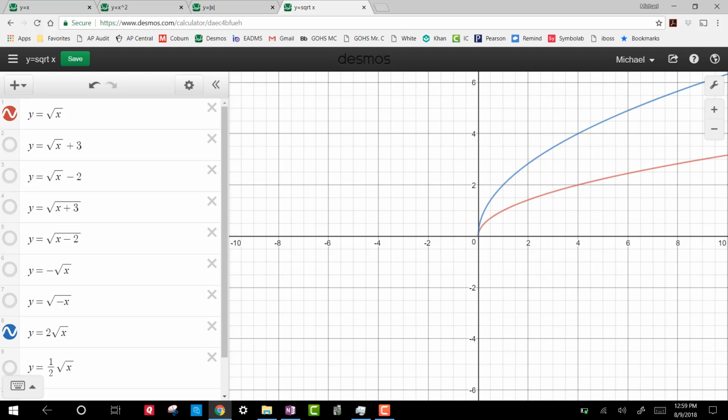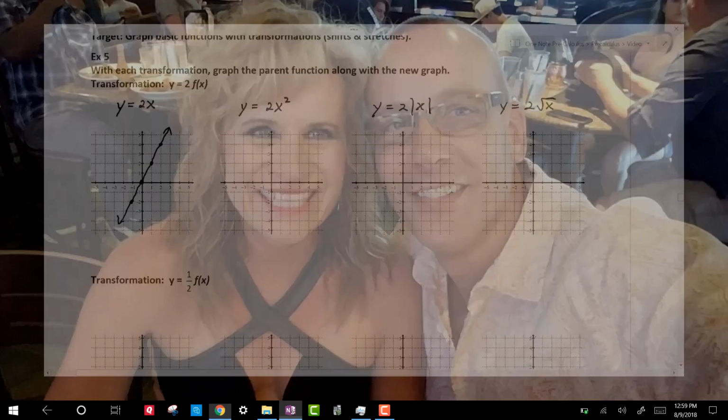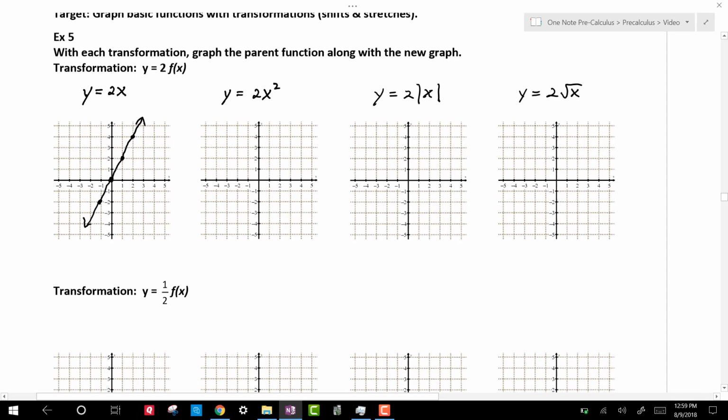So this is a multiple, okay? This is what we would call a vertical stretch. It doesn't change the location of the vertex. So the vertex on my parabola stayed the same. The vertex on my absolute value stayed the same. The starting point on my square root function stayed the same. Why do they stay the same? Because when you multiply the y value by 2, the y value is 0, and 0 times 2 is still 0.